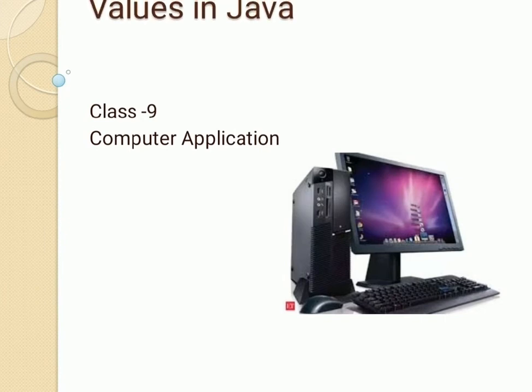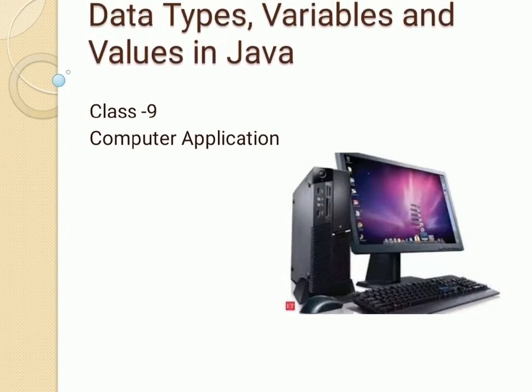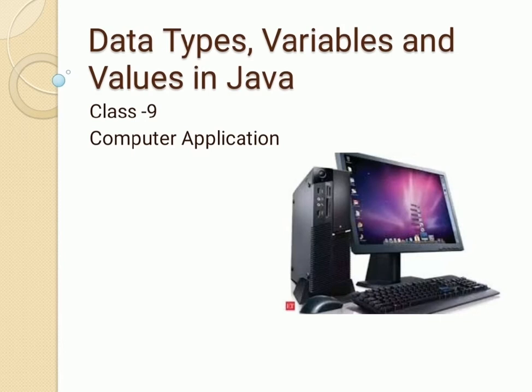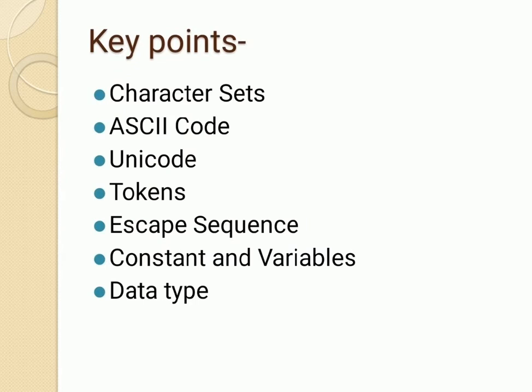In this part of the video, we will switch over to your new topic: data types, variables, and values in Java. In this chapter, we will consider the following points. First, character sets, then ASCII codes, Unicode, tokens, escape sequence, constants and variables, and data types. Let's begin with character sets.